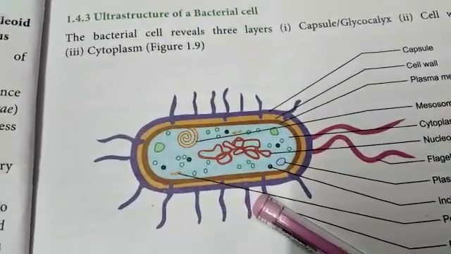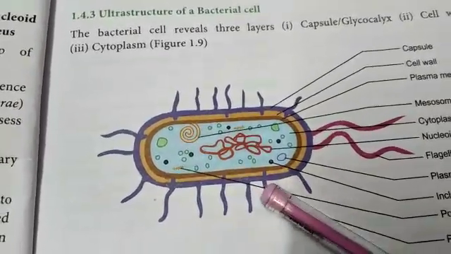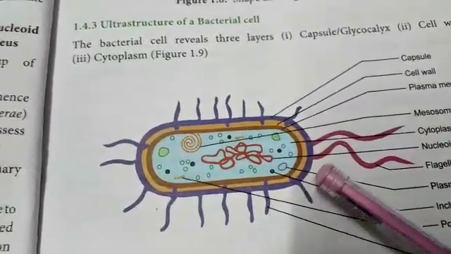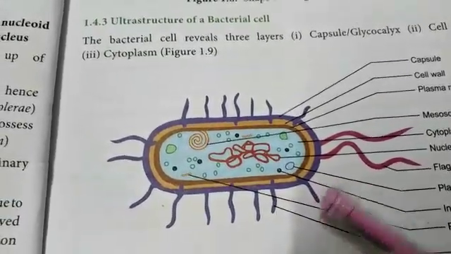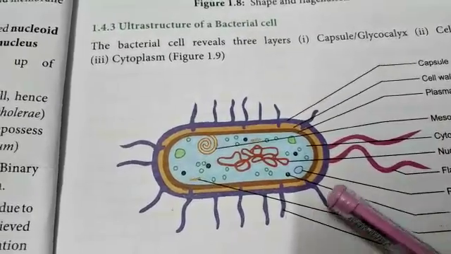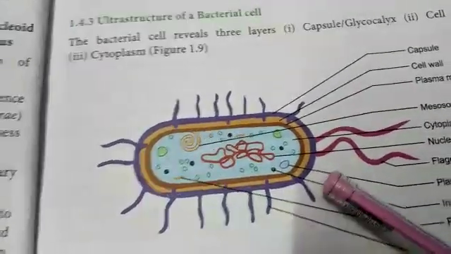The main function of pili is involvement in the sexual reproduction of the bacterium, especially conjugation. For this reason the pili are known as sex pili, and they are also found in gram-negative bacteria.